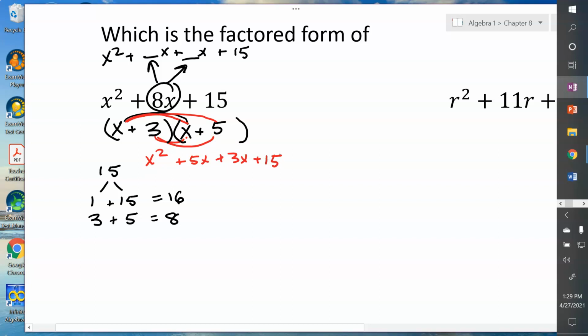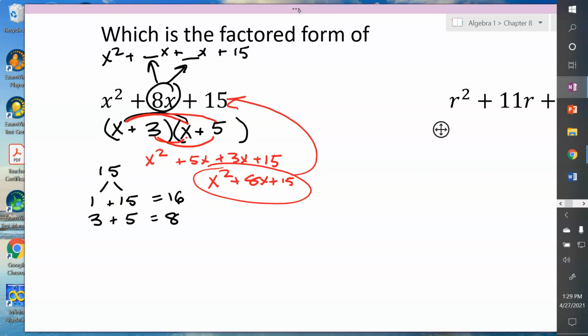And I know that when I add the 5x and the 3x together, I'm going to get 8x. So I get x squared plus 8x plus 15. And that matches. So this matches this one. So my answer for this one is x plus 3 times x plus 5. So I'm just going to show you the final answer.